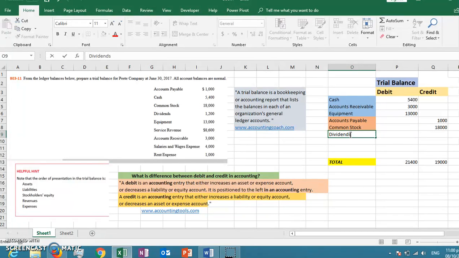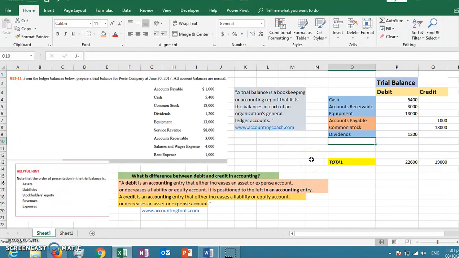Which one is dividends, a debit or a credit? So, a dividend, debit is an accounting entry that either increases an asset or expense account. So, as it says over here, it should increase an expense account. So, dividends, we are paying them. So, this one goes over debit. So, dividends are 1,200. And it's going to be a blue one.